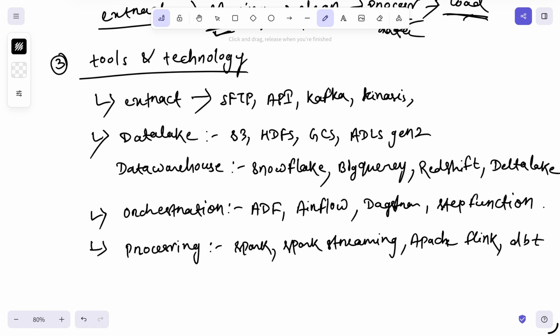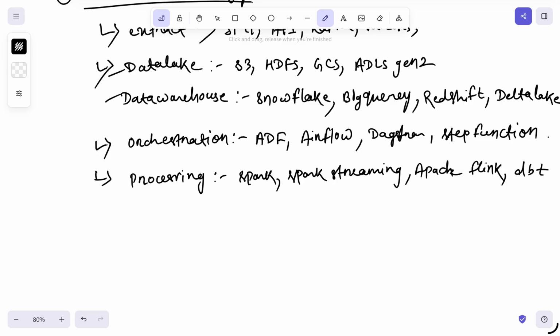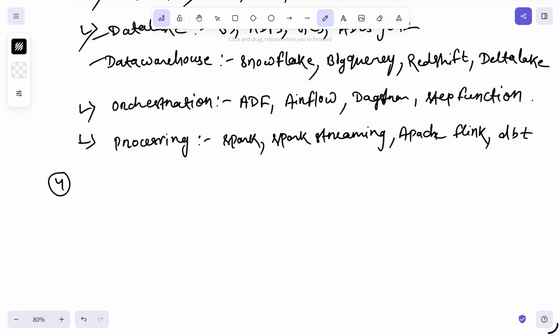Once you have discussed the tools and technologies, what was used for extraction, for storing the data, whether unstructured, semi-structured, or structured, for orchestration, like how to schedule and manage the jobs, and how to process the data, the next thing we can discuss is industry practices. What are industry practices?